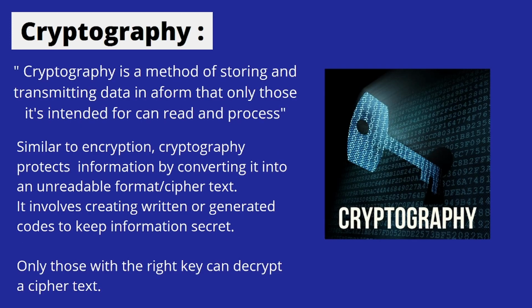Cryptography. Cryptography is a method of storing and transmitting data in a form that only those it's intended for can read and process. It's similar to encryption. Cryptography protects information by converting it into an unreadable format, or a ciphertext. It involves creating written or generated codes to keep the information secret. Only those with the right key or code can decrypt a ciphertext. Basically, what you do in cryptography is you disguise the information, and only the intended person with the right key can get past this disguise and see it for what it really is.